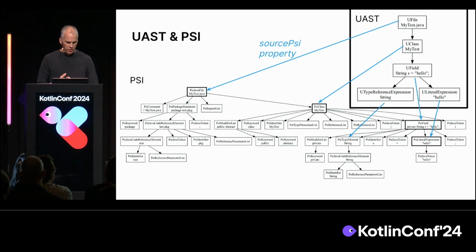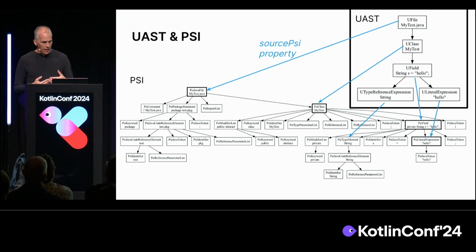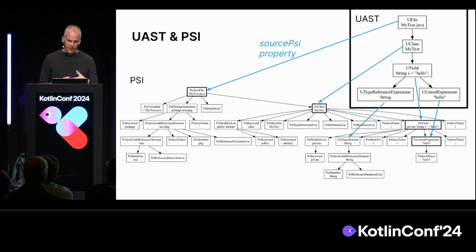So here's an illustration of that. We have our UAST tree in the top right corner, and there's the Java PSI behind the scenes. So we can always access the underlying PSI node for a UElement by accessing the sourcePsi element. So when you need to do something language specific, especially for Kotlin, that's very trivial to do. And in some cases, these references are null.